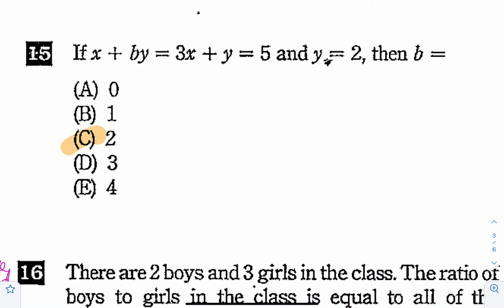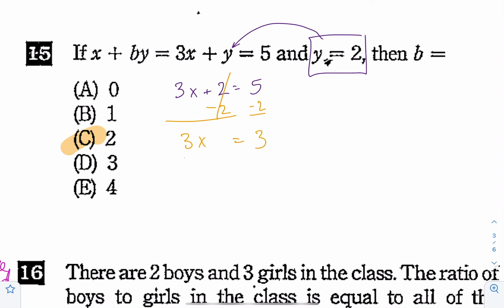Next, for number 15, if x plus by is equal to 3x plus y is equal to 5 and y is equal to 2, then b is equal to, so here you can do a substitution. You know y is equal to 2, so replace y here with the number 2. You get 3x plus 2 is equal to 5. And from here you can solve for x. You subtract 2 on both sides, just using inverse operations. You get 3x is equal to 3. Then you divide by 3, you get x is equal to 1.